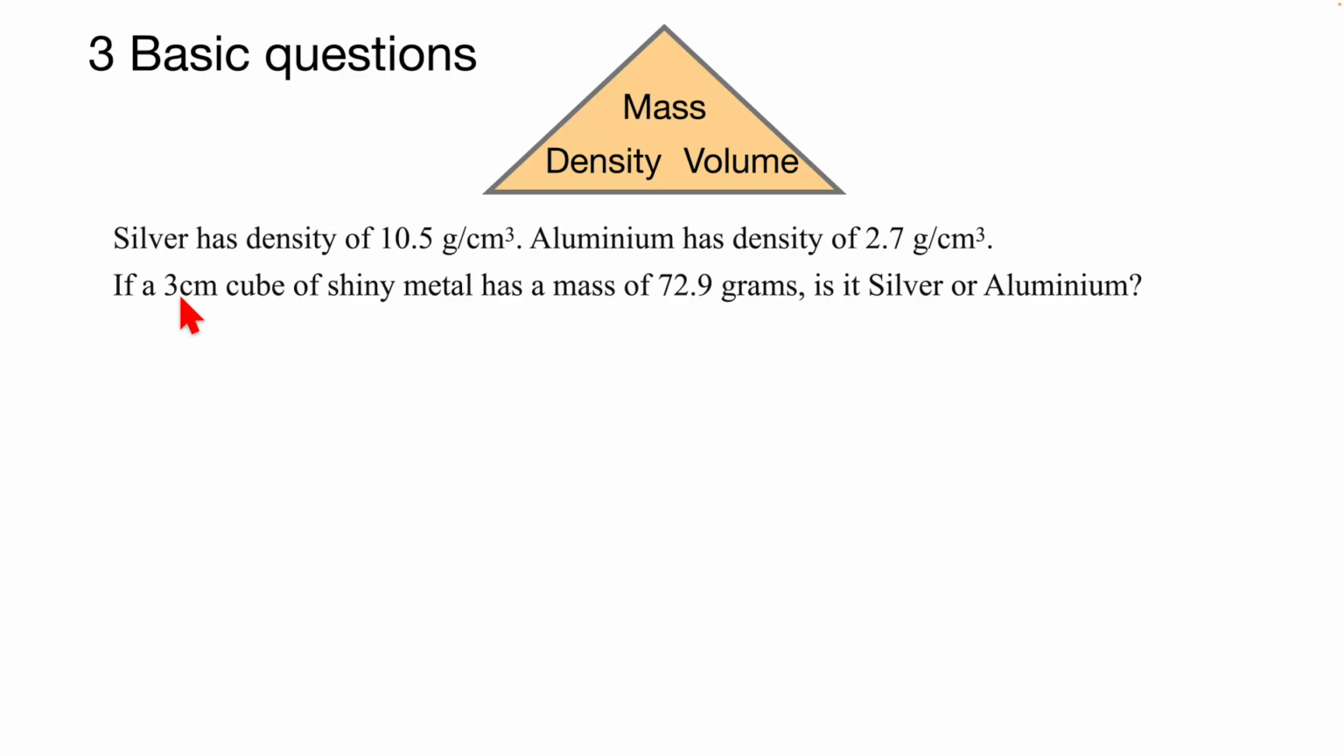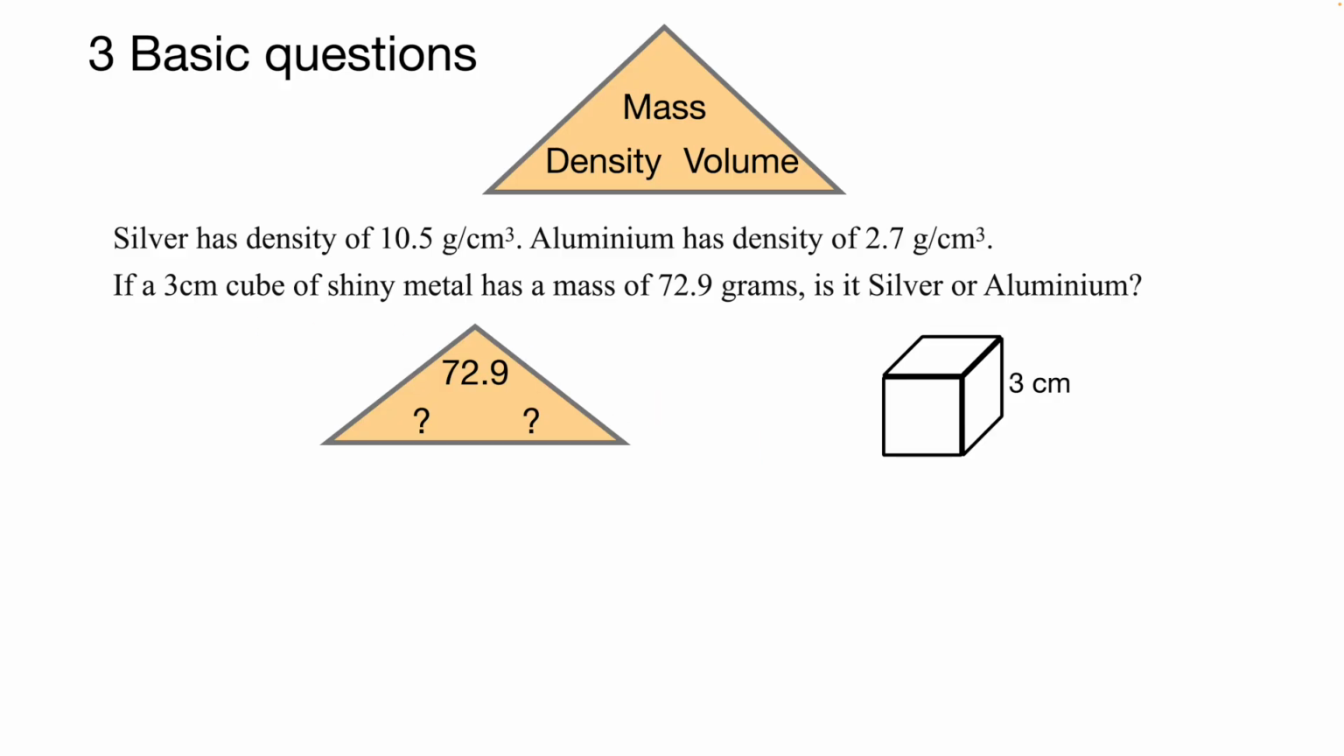If a 3 cm cube of shiny metal has a mass of 72.9 grams, is it silver or aluminium? We don't know what the density of our shiny metal is. We do know it has a mass of 72.9. We don't know the volume, but we know it's a 3 cm cube. So let's have a look at one of those. 3 cm cubed. The volume of a cuboid or a cube is height times width times length. 3 times 3 times 3. So volume equals 3 times 3 times 3 equals 27.